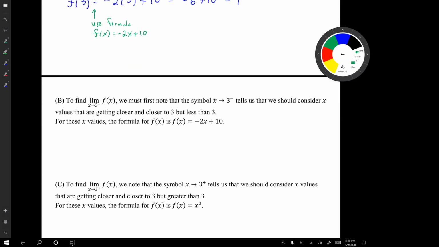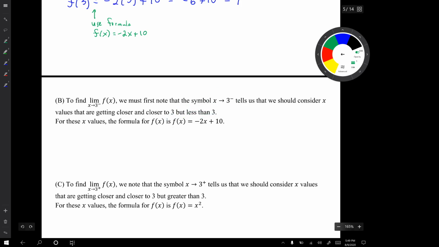All right, now we're supposed to find the limit as x approaches 3 from the left of f of x. Well, notice that this symbol, x arrow 3 superscript minus sign, tells us that we should be considering x values that are getting closer and closer to 3, but less than 3. Well, for those x values, the relevant formula is f of x equals minus 2x plus 10. So when we compute the limit, that's the formula that we should use.